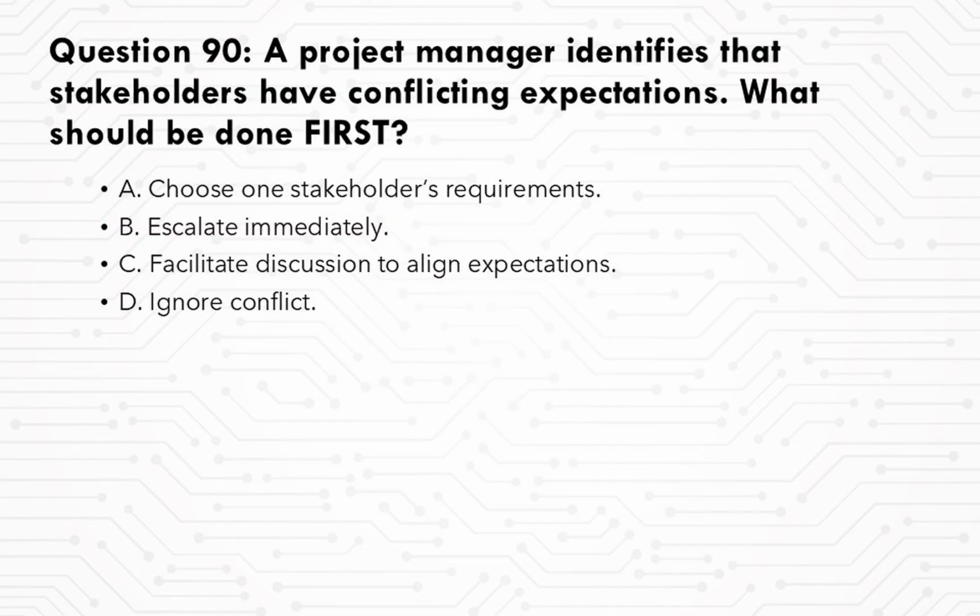Question 90. A project manager identifies that stakeholders have conflicting expectations. What should be done first? A. Choose one stakeholder's requirements. B. Escalate immediately. C. Facilitate discussion to align expectations. D. Ignore conflict. Answer: C. Alignment is critical before moving forward.